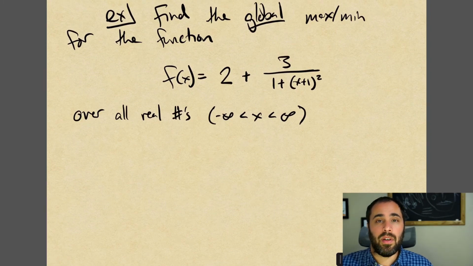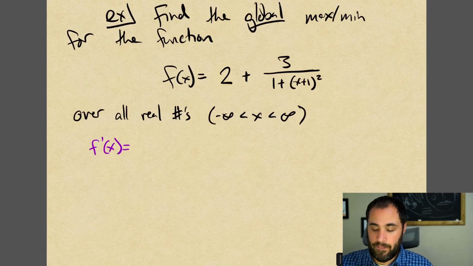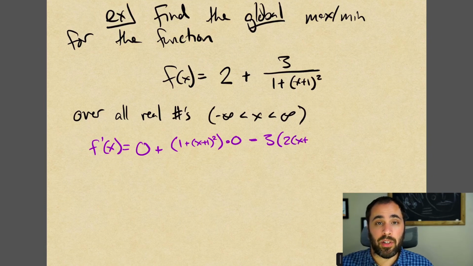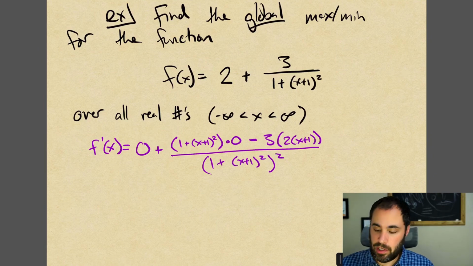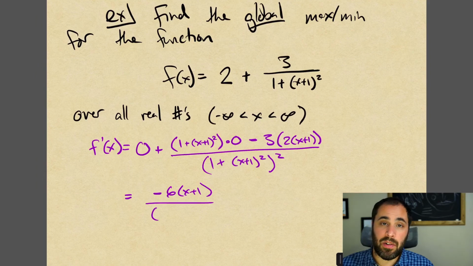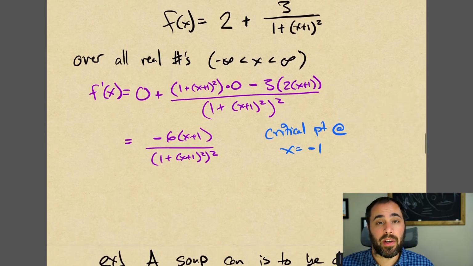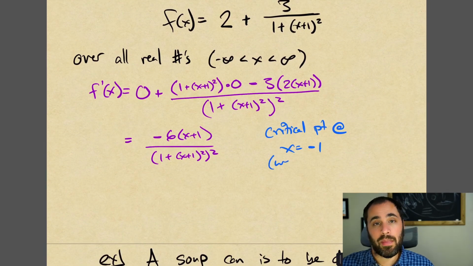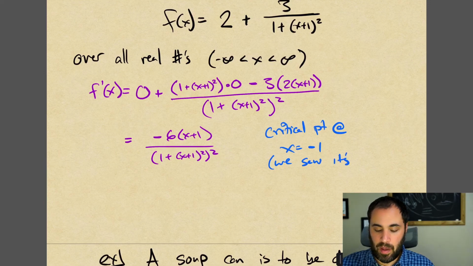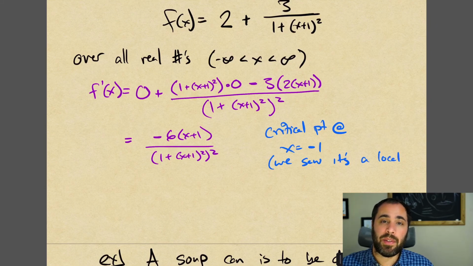Here's a function we may have seen on a worksheet. We can begin by looking for critical points. That is, we'll take the derivative of the function. We'll set it equal to 0. And we see there's a critical point when x is minus 1. So we saw in class that this is a local maximum. And then we can ask what happens away from that.